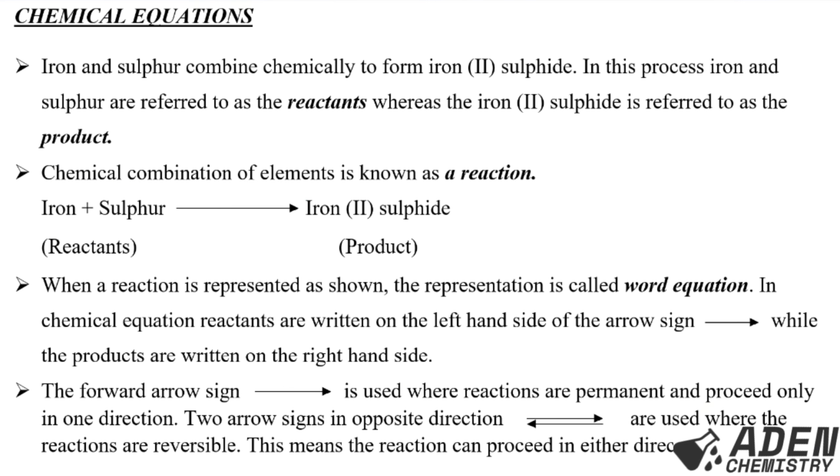Next we are saying the forward arrow sign is used where reactions are permanent and proceed only in one direction. Two arrow signs in opposite directions like this are used where the reactions are reversible. This means the reaction can proceed in either direction. So both the forward reaction and the backward reaction can take place.